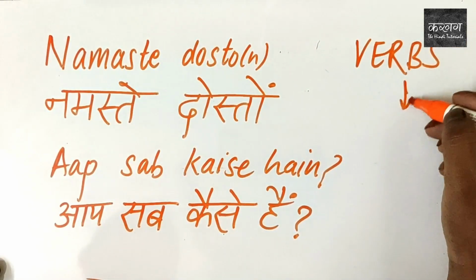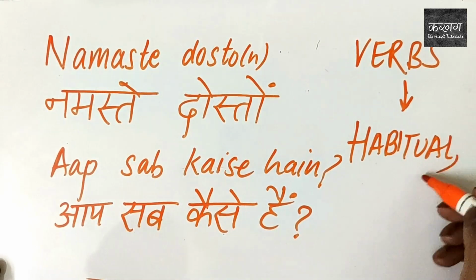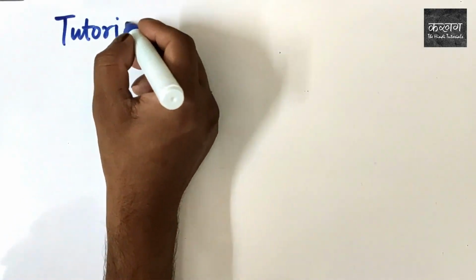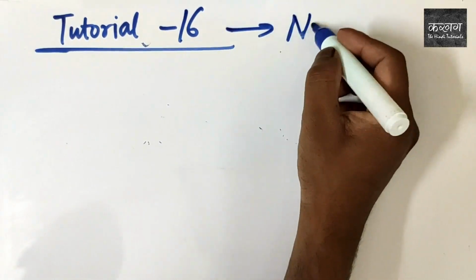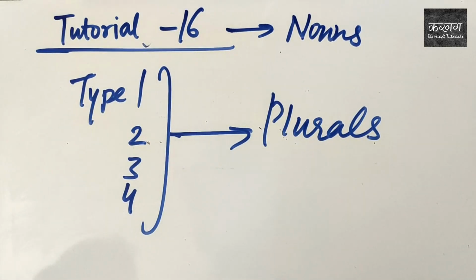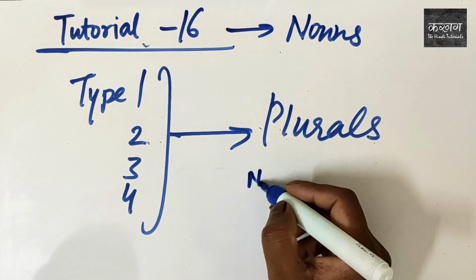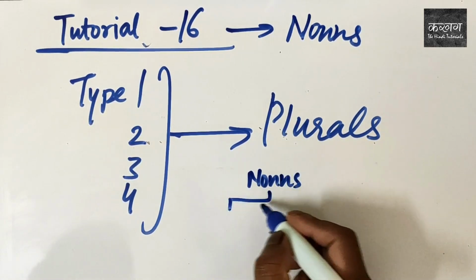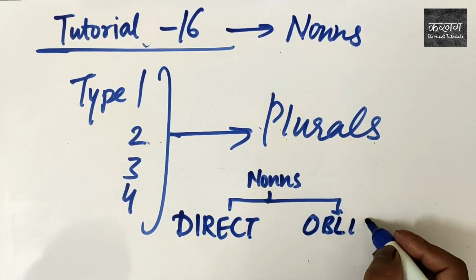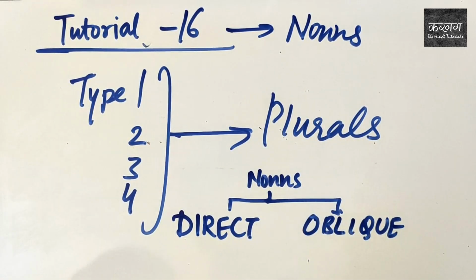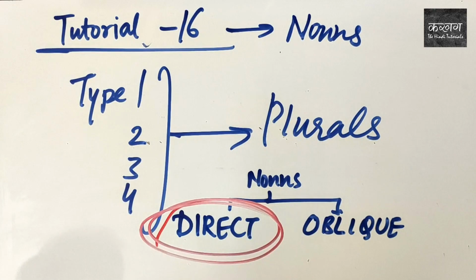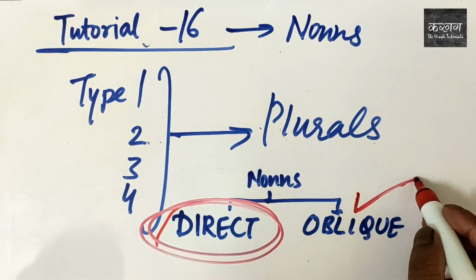Recently, we learned how to use verbs to talk about habitual and repetitive actions in the present. In tutorial number 16, we had learned about nouns and their plurals. But to avoid confusion, I hid the fact that in Hindi, nouns exist in two forms: the direct case and the oblique case. Most of what we have been doing till now was in direct case. Today we are going to learn how to use the words in the oblique case.